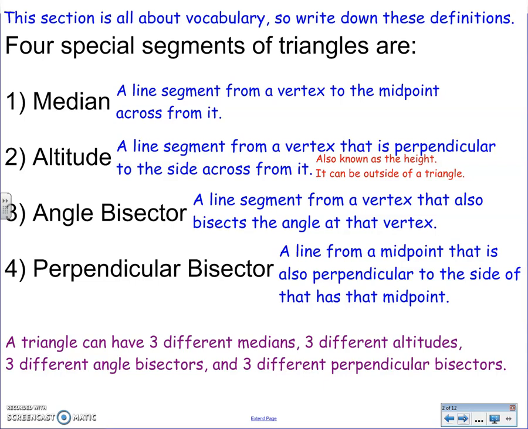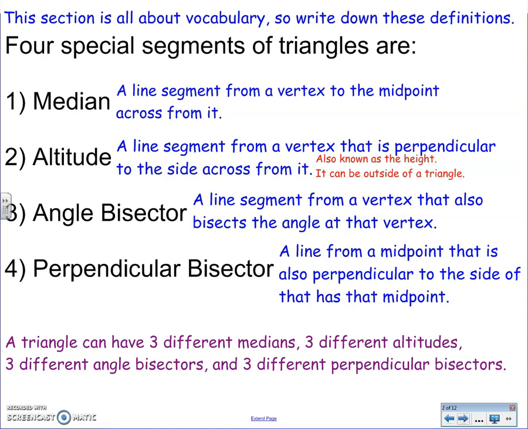The four special segments we're going to cover are: 1, median, that is a line segment from a vertex to the midpoint across from it. 2, altitude, that is a line segment from a vertex that is perpendicular to the side across from it. That's also known as the height, and it could be outside of a triangle. 3, angle bisector, that is a line segment from a vertex that also bisects, or cuts in half, the angle at that vertex. And 4th, perpendicular bisector, that is a line from a midpoint that also is perpendicular to the side that contains that midpoint.